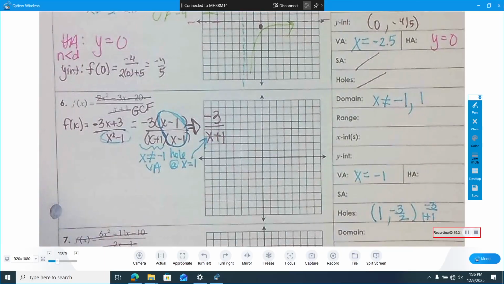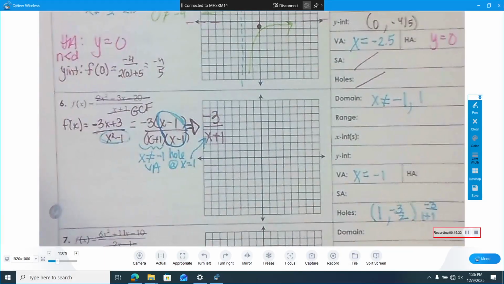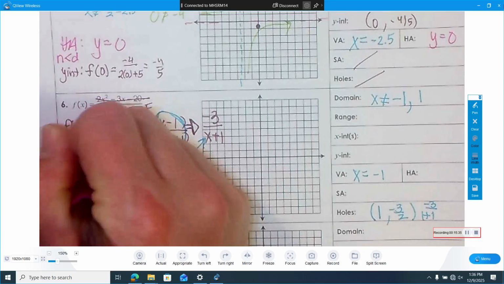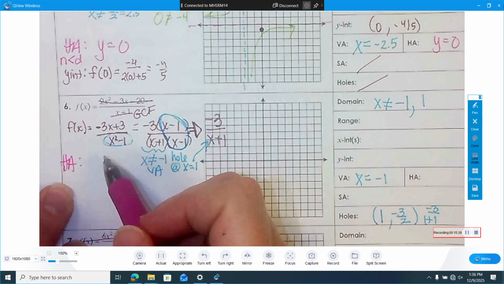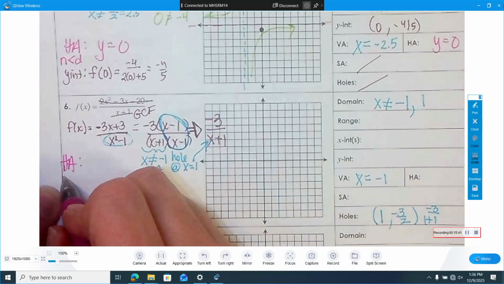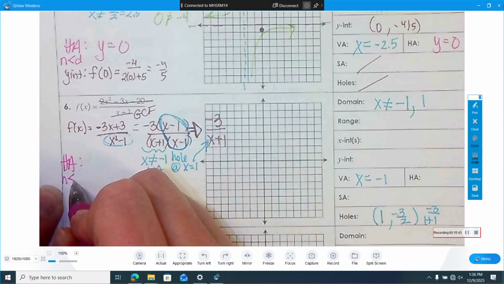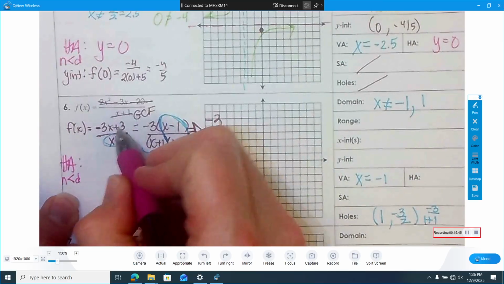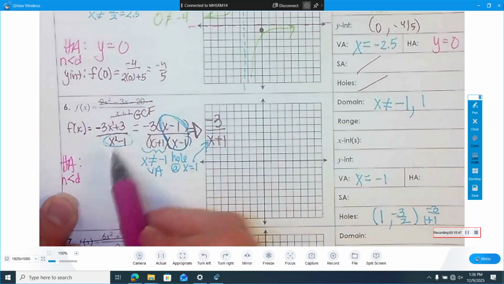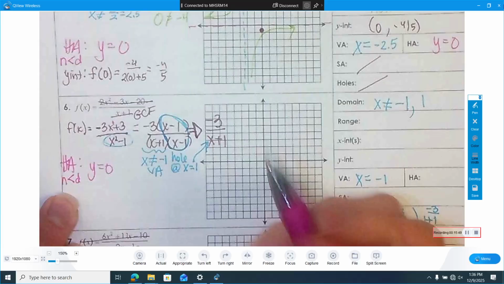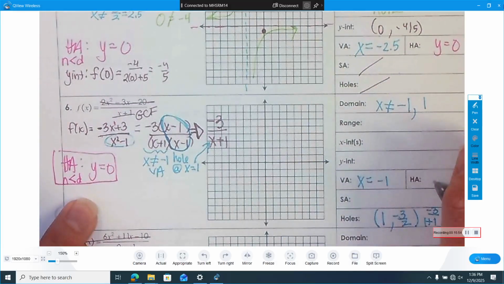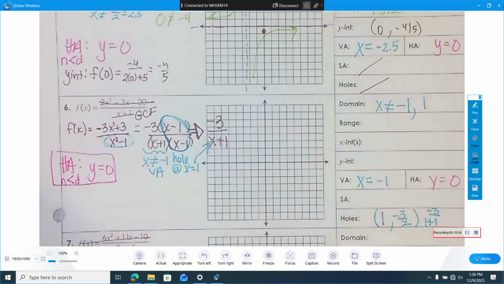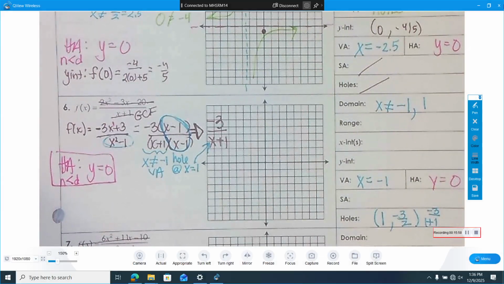What case is this for the horizontal asymptote? What case is this? The numerator is less than the denominator. Yeah, this is a power of 1. So again, it's y equals 0. We can't do any division here. So we get a horizontal asymptote at y equals 0. The denominator is larger.